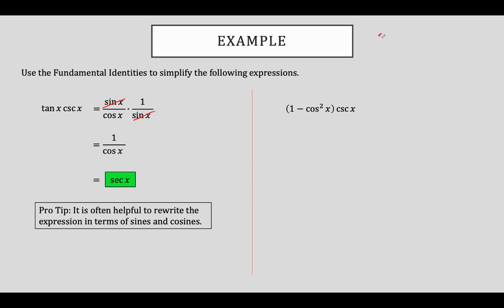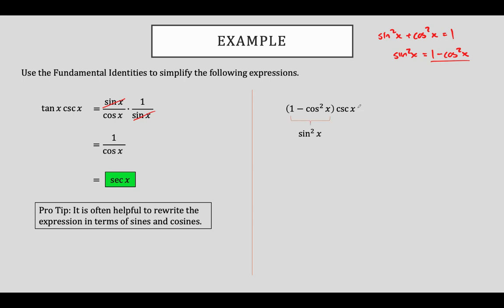We had the Pythagorean identity, sine squared x plus cosine squared x was equal to 1. Well, here I have a 1 minus cosine squared x. We can manipulate this expression by subtracting cosine squared x from both sides. That would give me sine squared x is equal to 1 minus cosine squared x, which tells me that I can replace this quantity, 1 minus cosine squared x, with sine squared x.